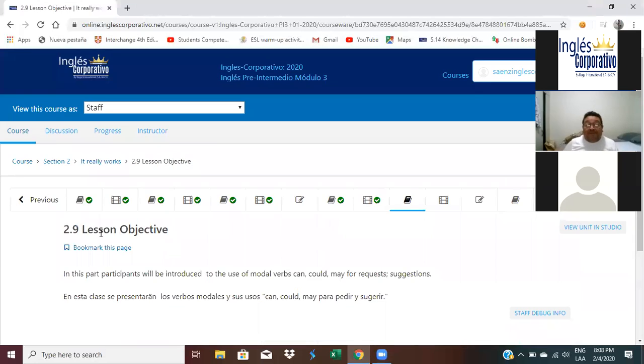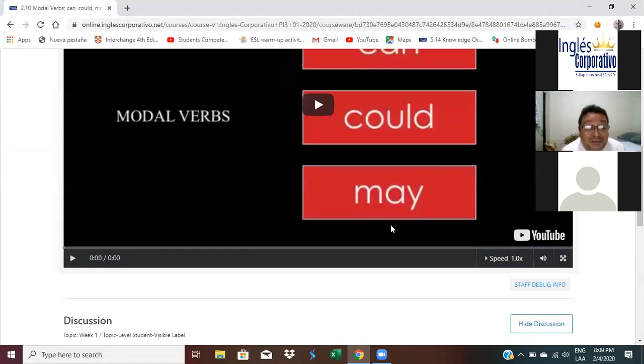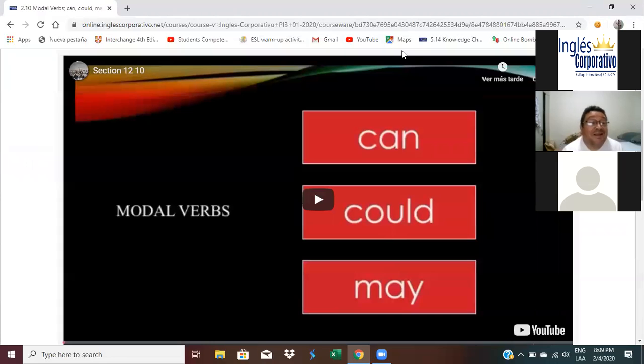All right. Now we are going to move on to section 2.9. Lesson objective. In this part, participants will be introduced to the use of modal verbs can, could, may, for requests and suggestions. In this class the modal verbs and their uses of can, could, may, to ask and suggest will be presented. Are you ready? Yes, I'm ready. All right, let's do it.